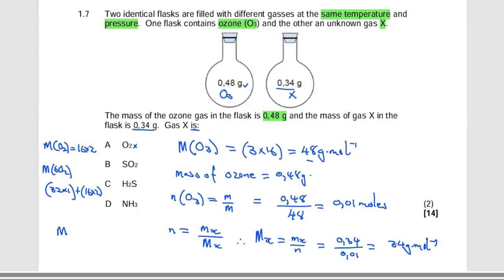Already we can see this number is too big. Then I'm going to proceed to the molar mass of H2S. If we do our math, hydrogen has a mass of 1, multiplied by 2, plus the sulfur, which is 32 times 1, right? If we add, we're going to get a value of 34 grams per mole. So it means our correct option is going to be option C.